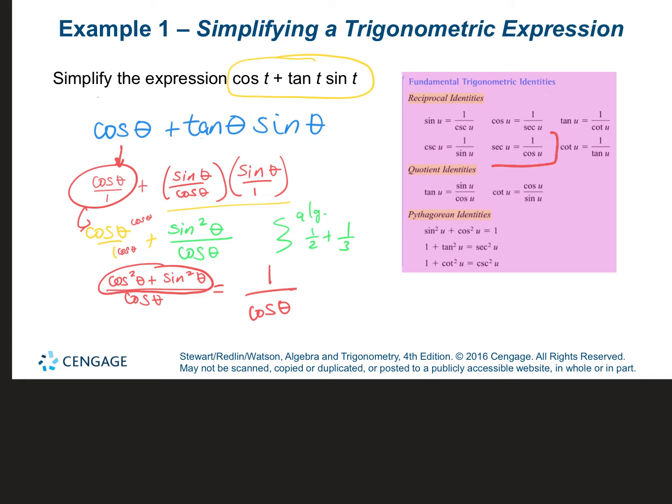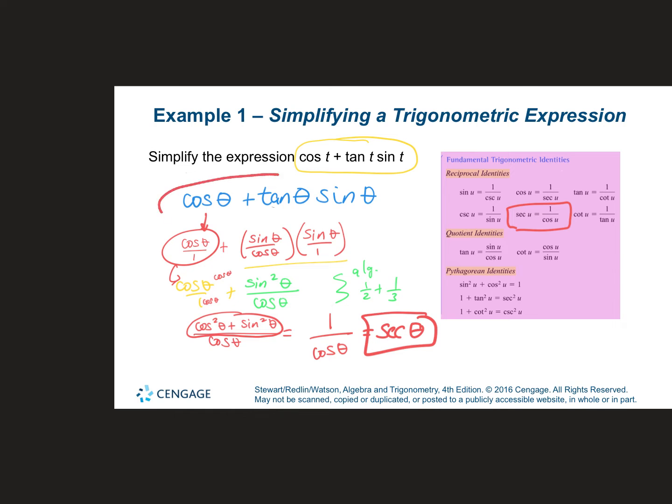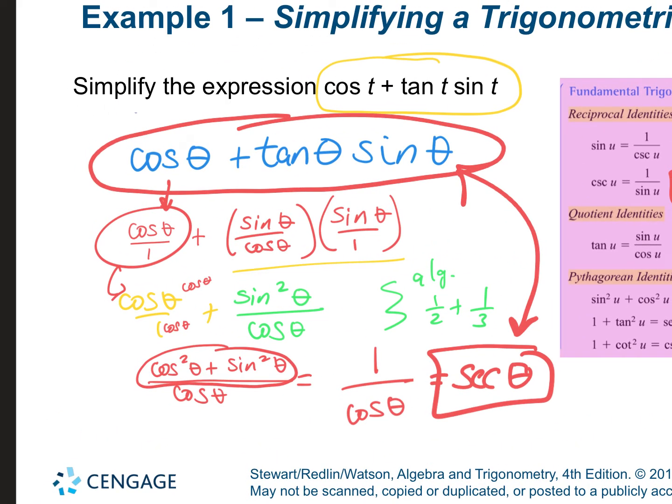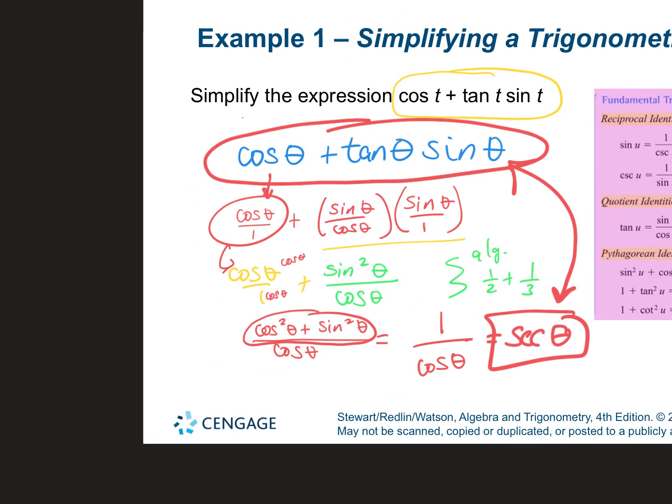1 over cosine is the same as secant theta. And that is simplified. So you guys just took what's here in blue, and these two things mean the exact same thing. Cosine theta plus tangent theta sine theta is the exact same thing as secant theta. The work here that is involved is all that I would need to see.